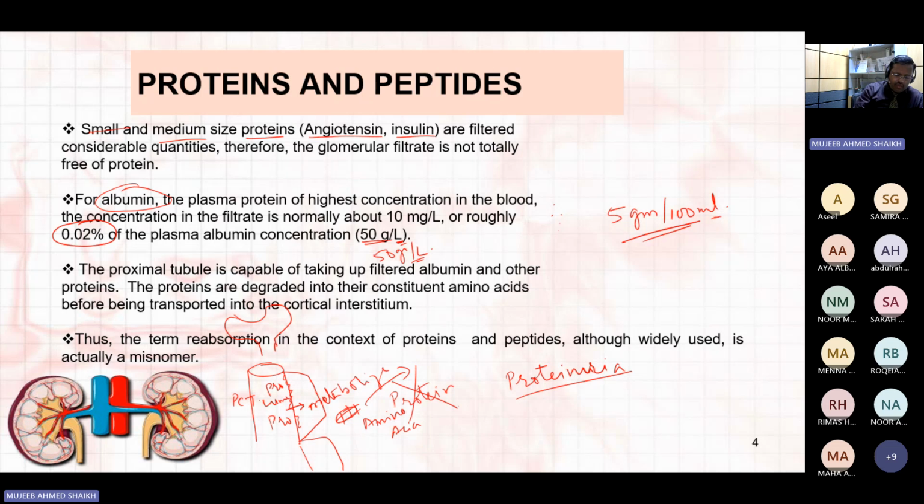So although it is filtered, it will be taken back into the epithelium in the form of small peptides or amino acids. So in a normal person, you can say protein is not present, or zero protein, or a negligible amount of protein is there.